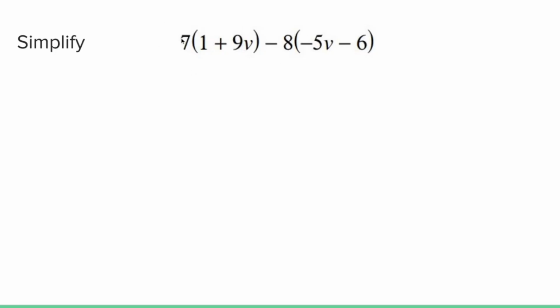Ooh, look at this Algebra 2 problem. We are to simplify, which involves a little guy called distributive property. Distributive property is when you have a number in front of a group of parentheses and you're adding or subtracting or both inside of the parentheses. So we are going to distribute twice. So 7 times 1 is 7. 7 times positive 9v is 7 times 9, which is 63. And v comes along for the ride.